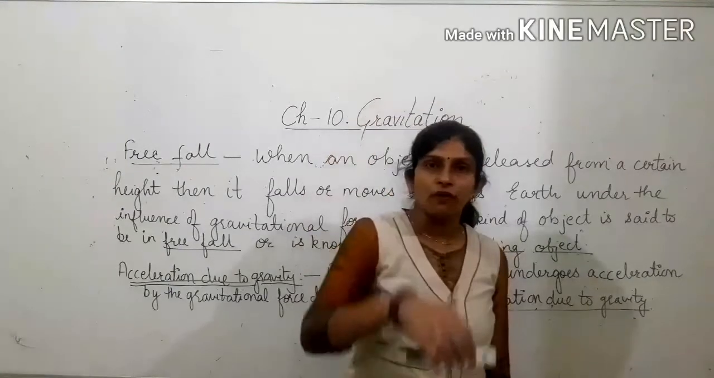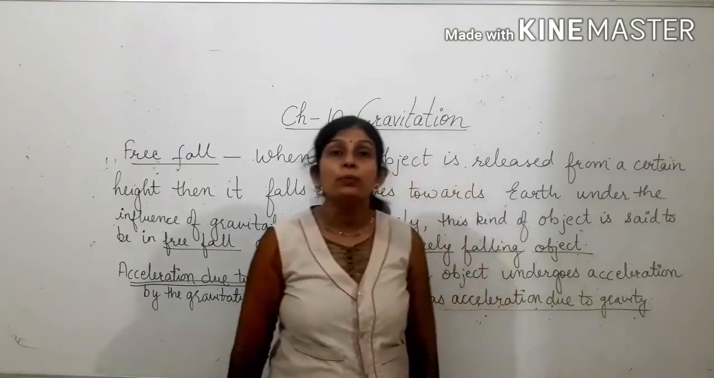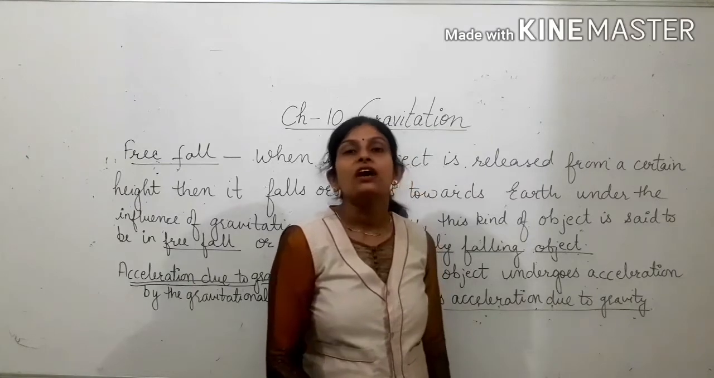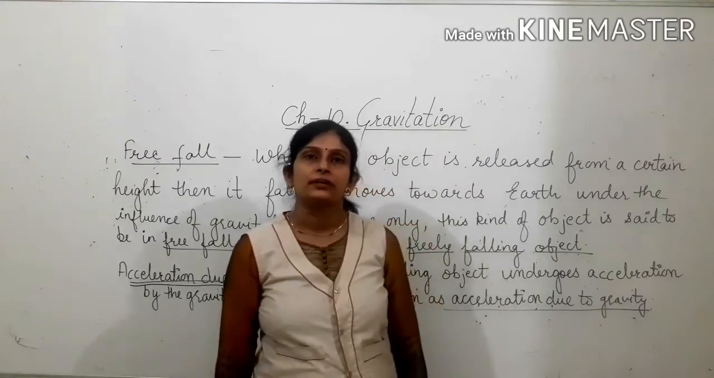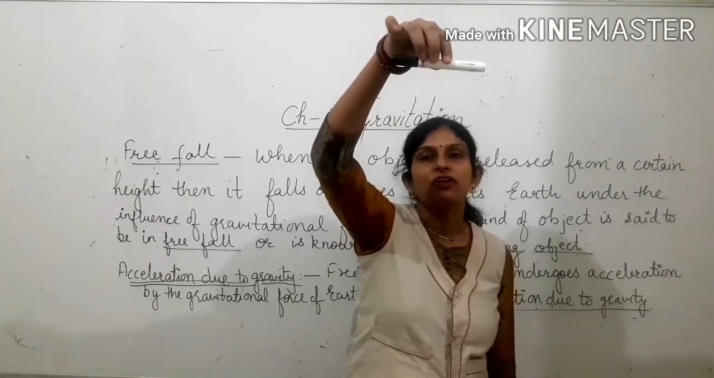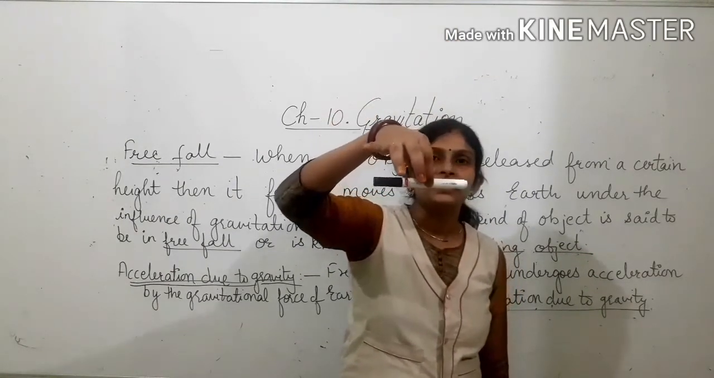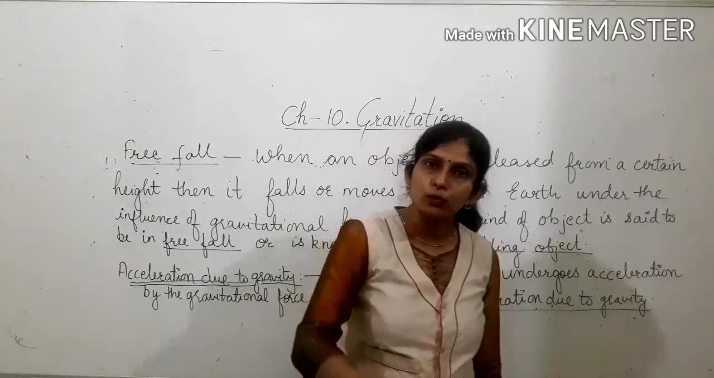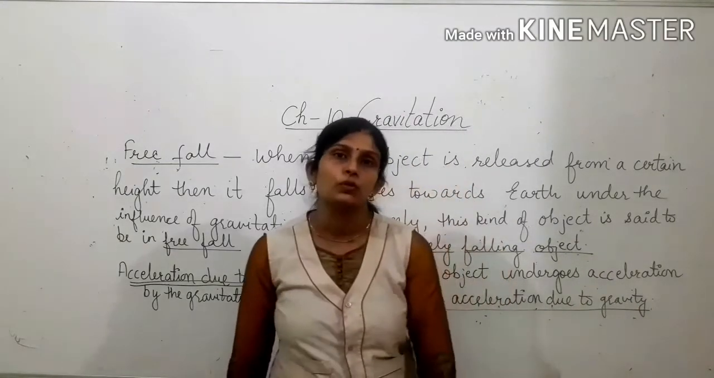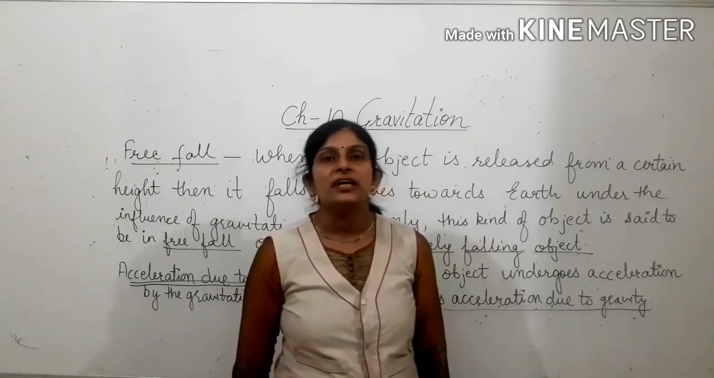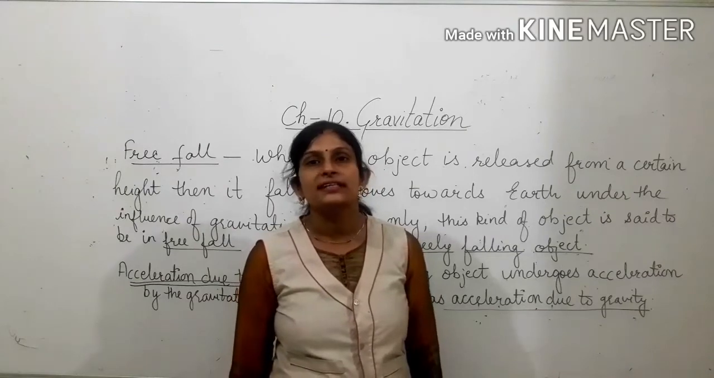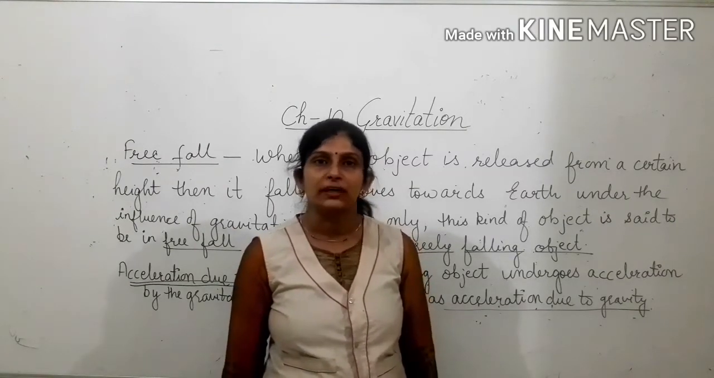So, this kind of object is said to be in free fall or is also known as a freely falling object. So when any object is released from a certain height, then it falls or moves towards Earth under the influence of gravitational force only. That object is said to be in free fall or is also known as a freely falling object.